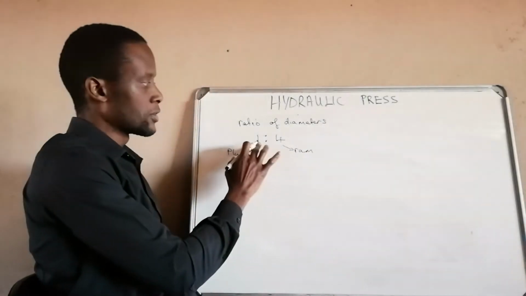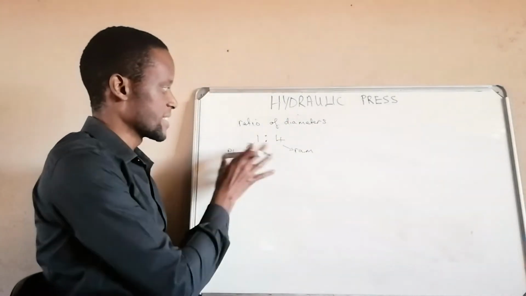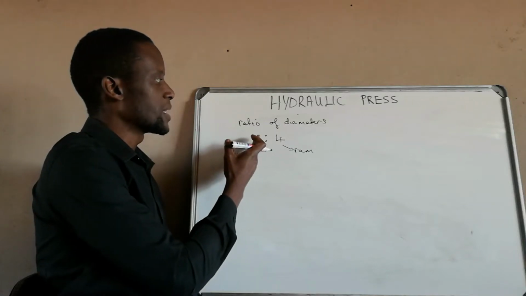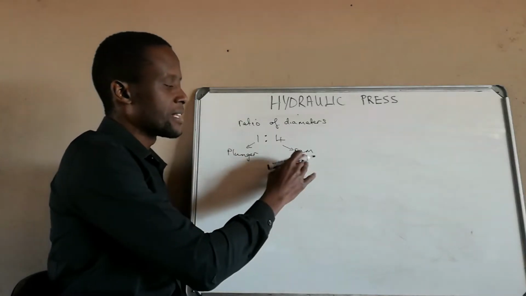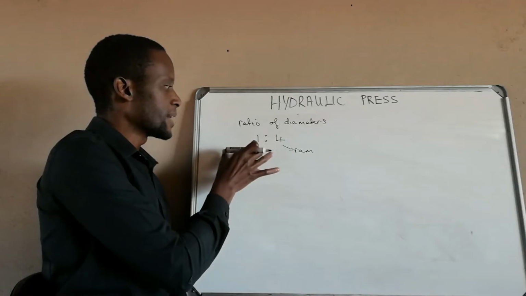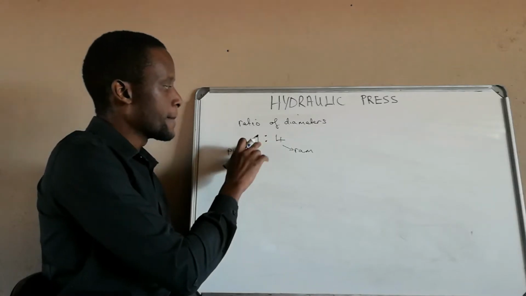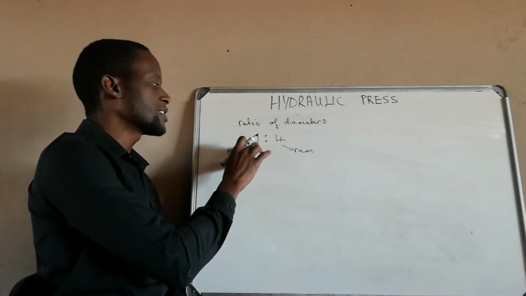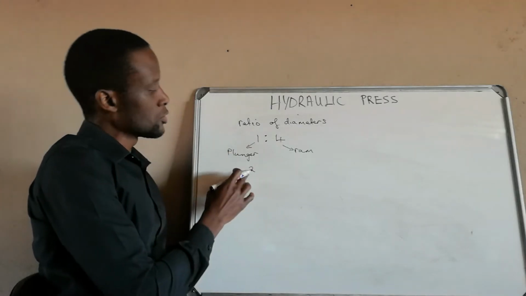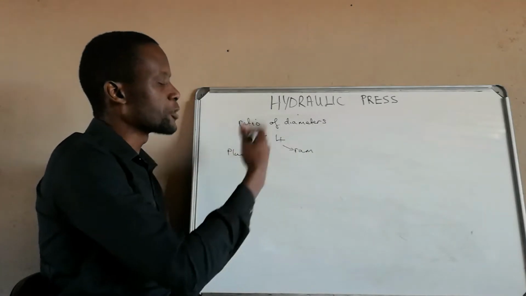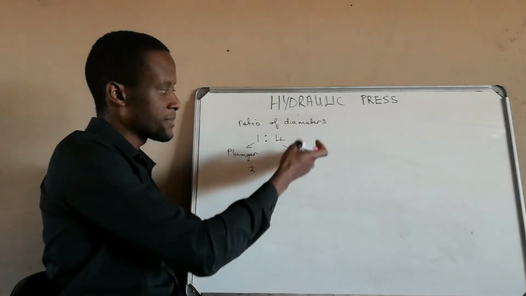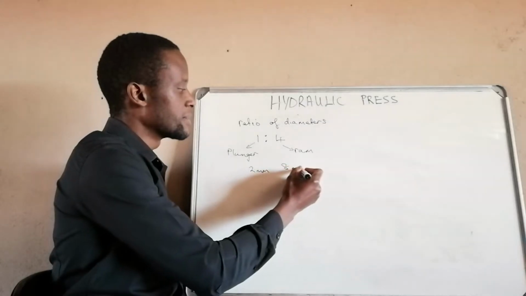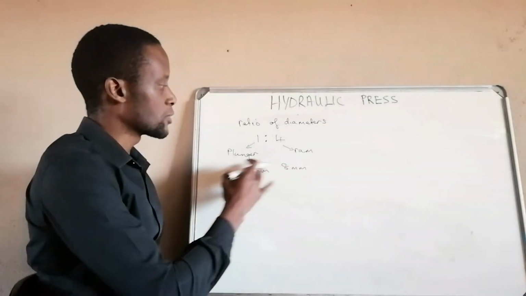Now, these are not 4 millimeters or 4 centimeters. This is just a ratio, which shows the relationship between the plunger diameter and the ram diameter. If the plunger diameter was 1 millimeter, then the ram will be 4 millimeters. If the plunger was 2 millimeters, then the ram will be 4 times as much as that, which will be 8 millimeters. So that is the relationship that we have.